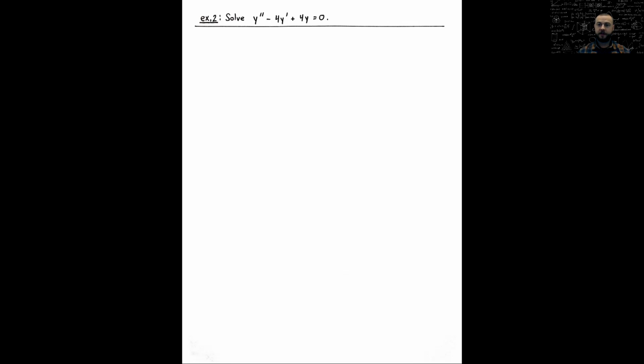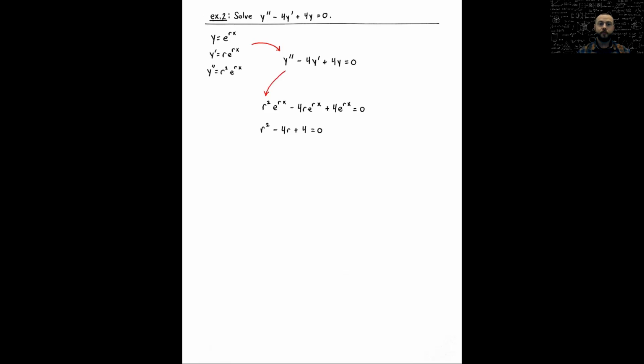Welcome back. Now ideally you found one solution rather quickly. So let's go through that. Again, assume y equals e to the rx, calculate your derivatives, plug it into the differential equation, factor out e to the rx, and we arrive at our characteristic equation, r squared minus 4r plus 4 equals 0.